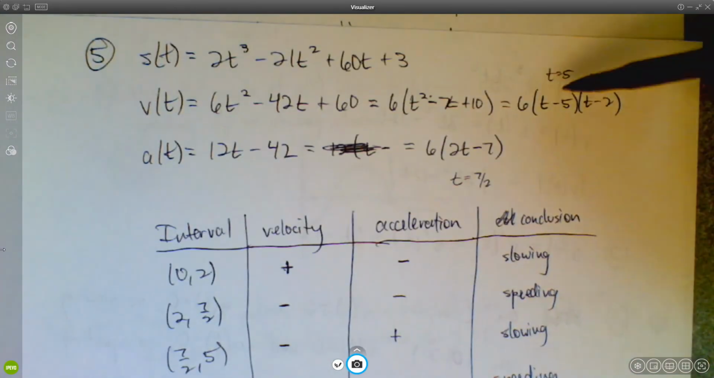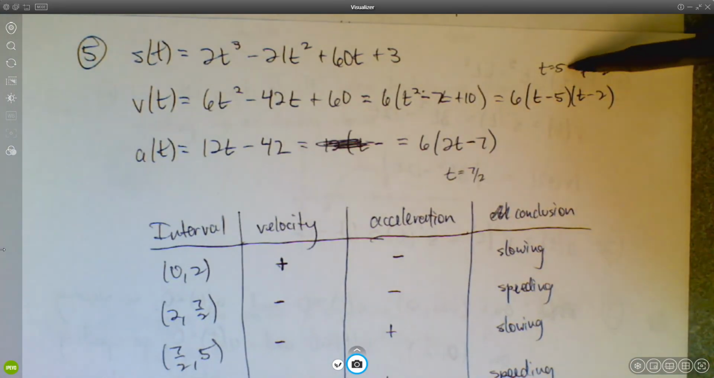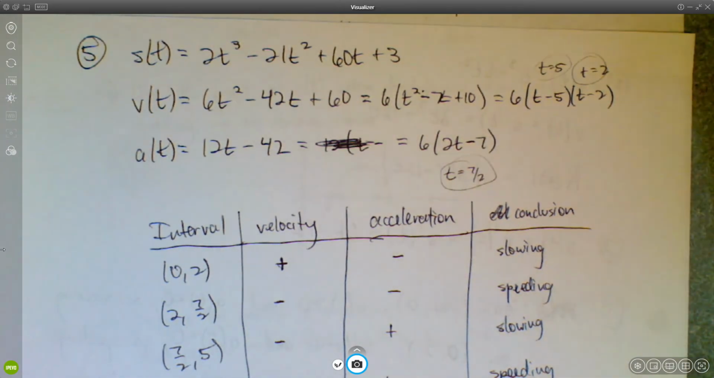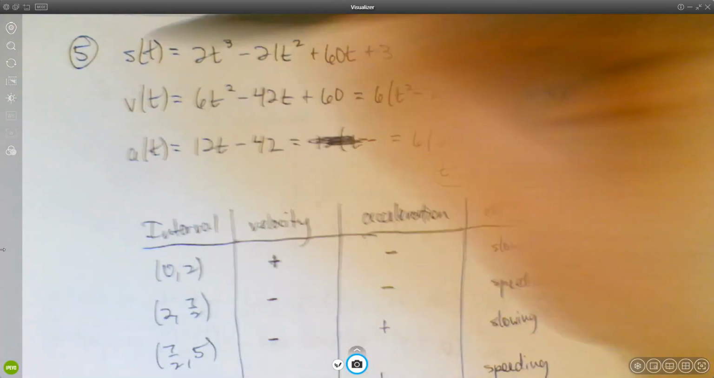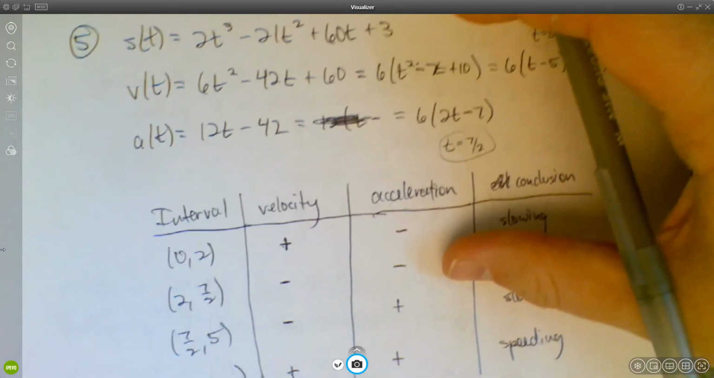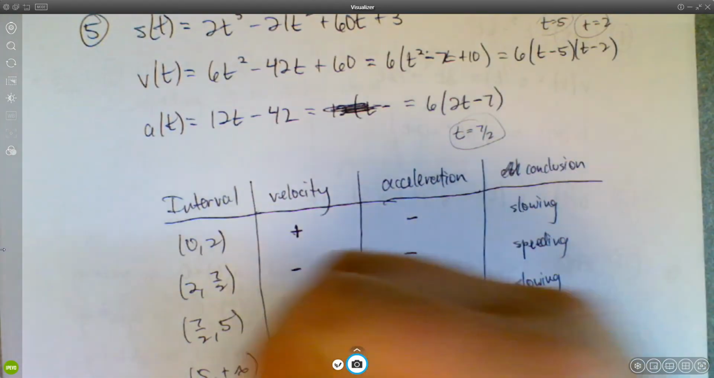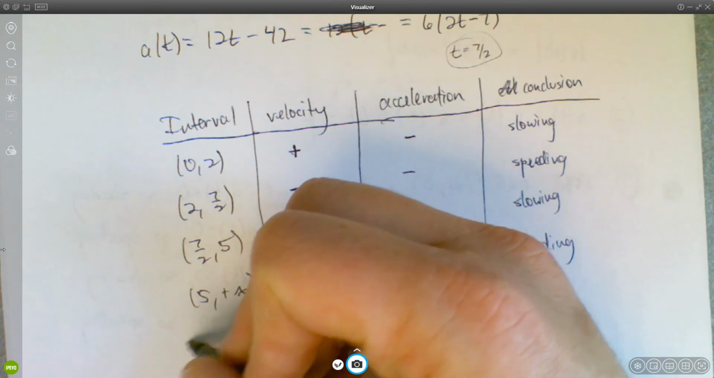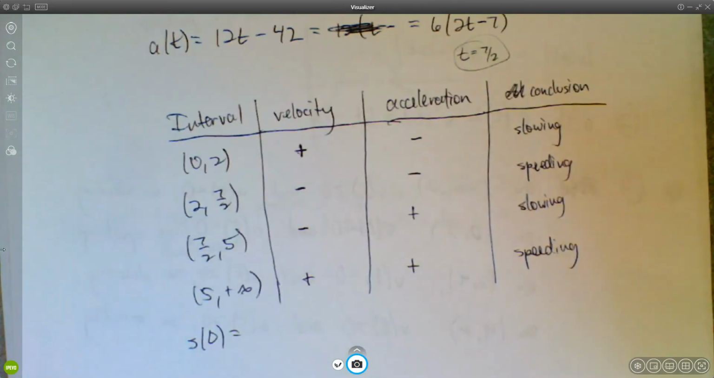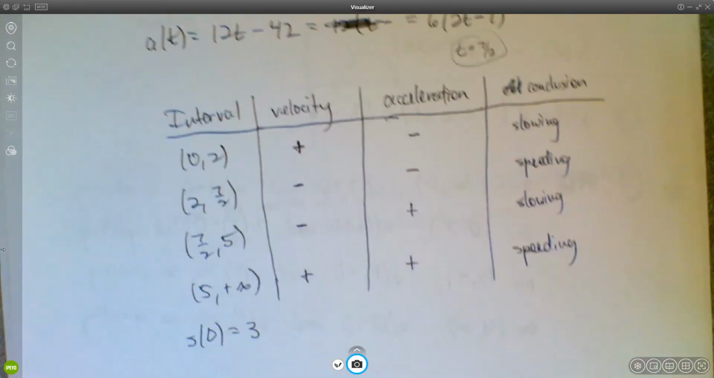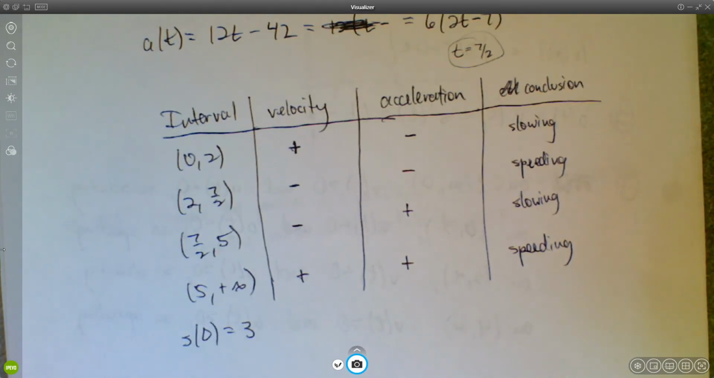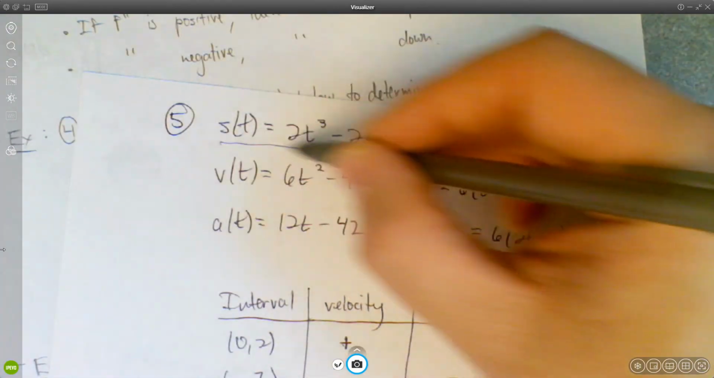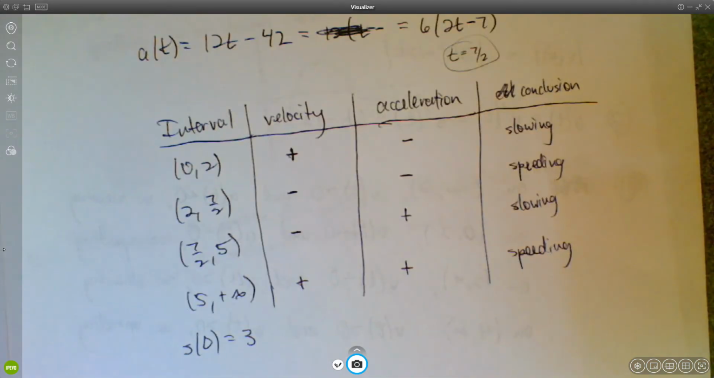Okay, so here you have the times when interesting things are taking place. It might be interesting to know what the position of the particle is at those times. So maybe I'll look at each of those. At time 0, we're 3 units from whatever the starting point is that we're measuring from. I'm just using the position function up here. So s of 0 is 3.